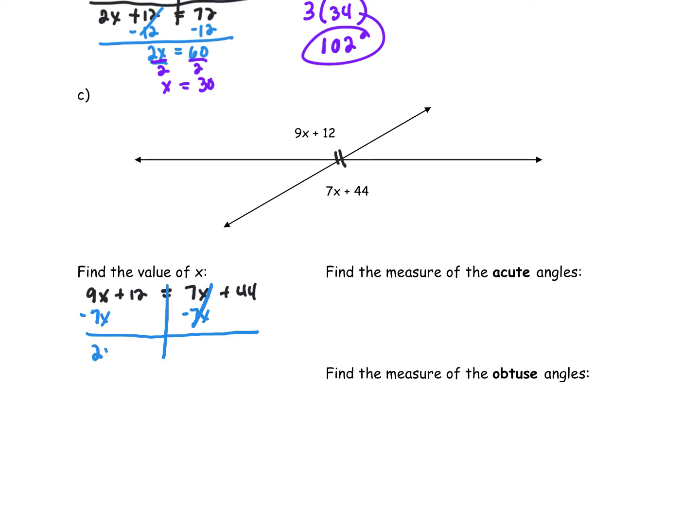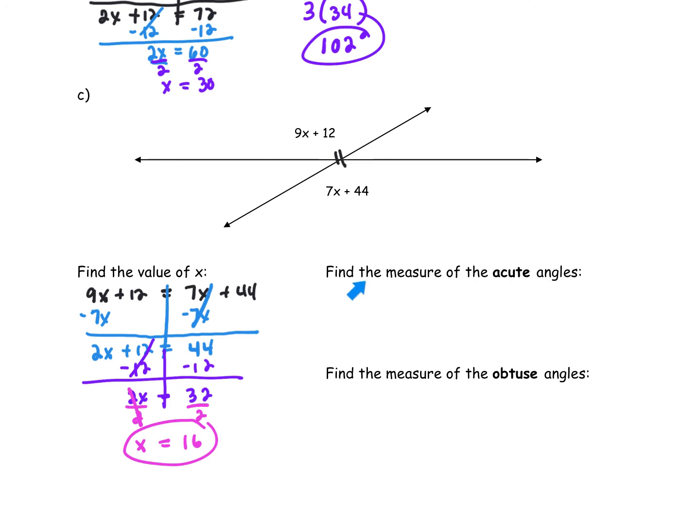On this side, we have 2x left over plus 12. And on this side, positive 44 is left over. Now we're going to get rid of the constant by subtracting 12 on both sides. So we've eliminated the 12, leaving 2x equals 32. And then last but not least, we're going to divide by the coefficient of 2, eliminating the 2, and we have x equals 16. So x equals 16.